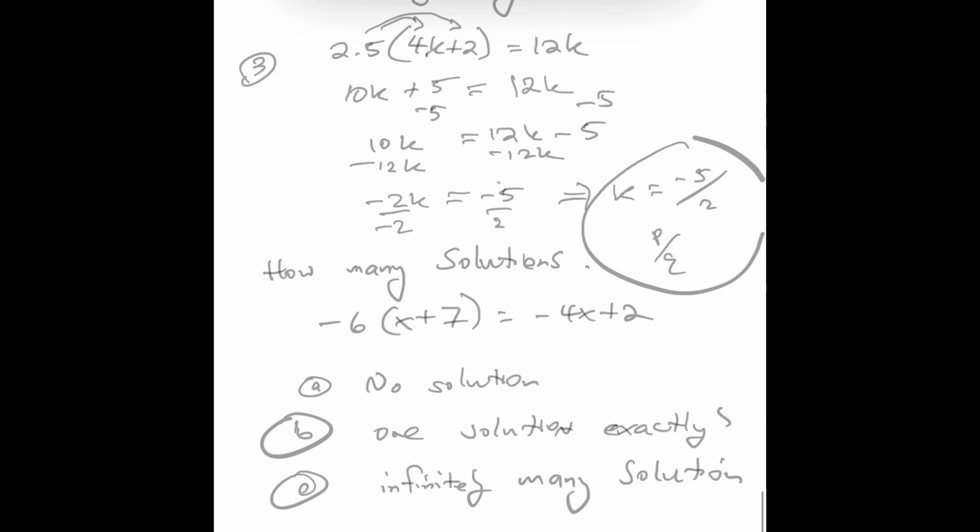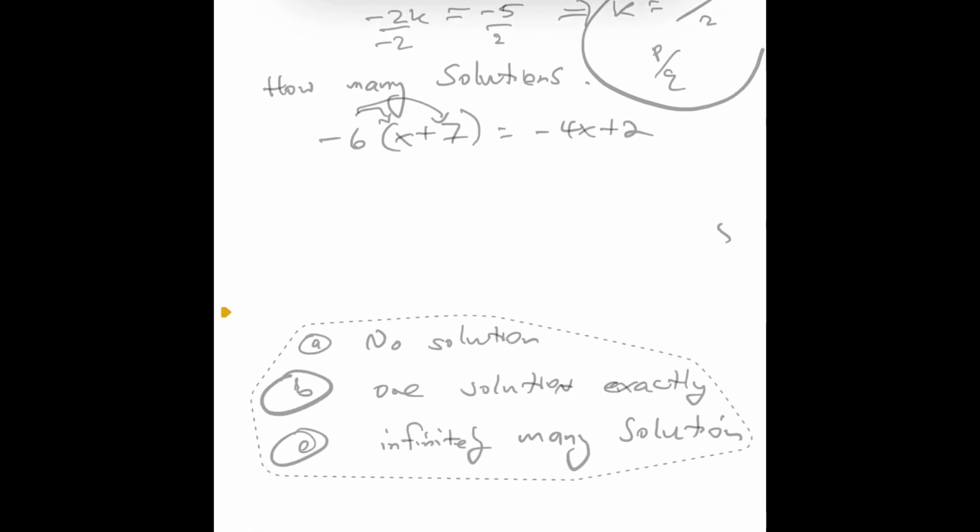How many solutions to this one? Is it no solution, one solution exactly, or infinitely many? We've been here before, right? We're going to distribute that. We've been here because we know we're going to take this as far as we can just to sort of get a feel for it. Is there going to be anything that's absolutely totally true, or anything that's completely false in terms of statements? Let's see.